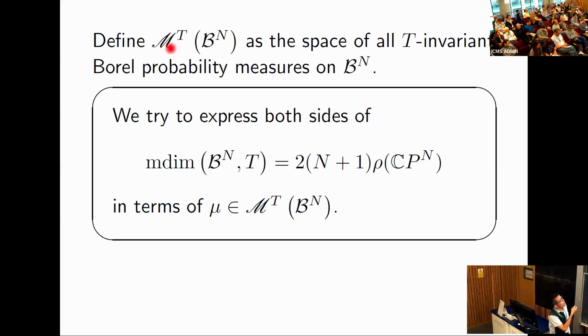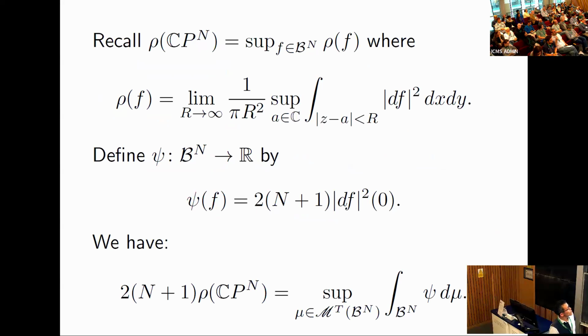Now we define M_T(Bn) as the space of all T invariant Borel probability measures on the space of Brody curves. This is the statement of our problem. We want to express both sides of this formula in terms of invariant probability measures. First, I want to consider the right-hand side.